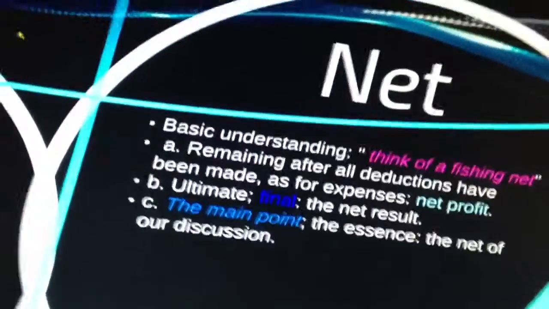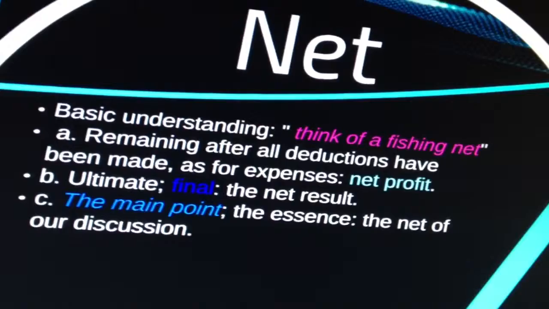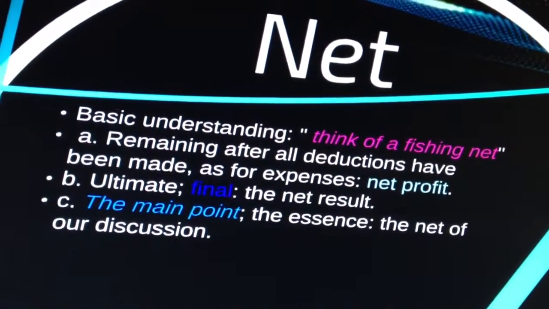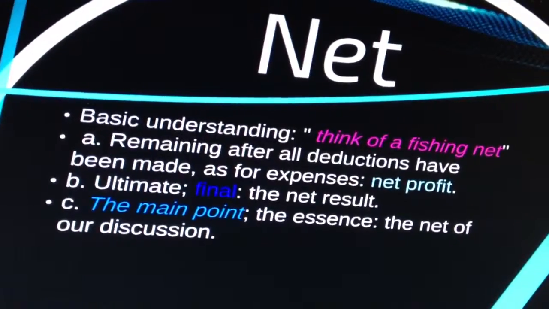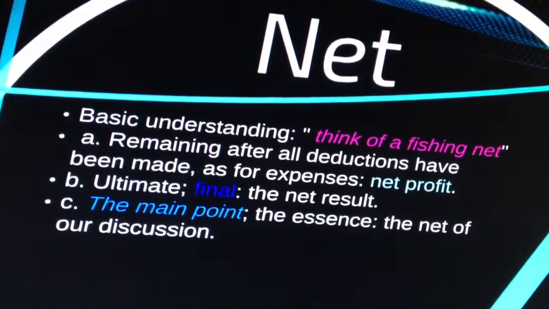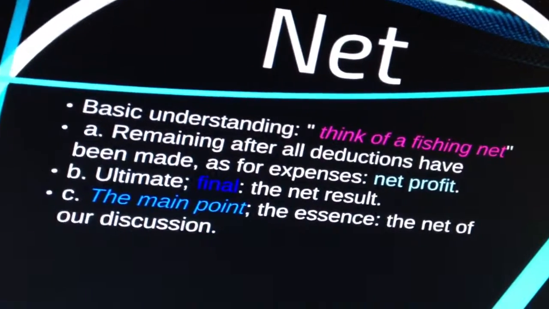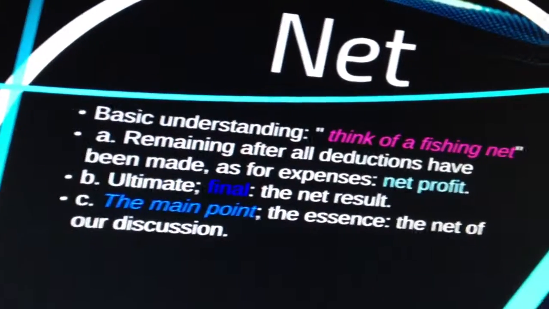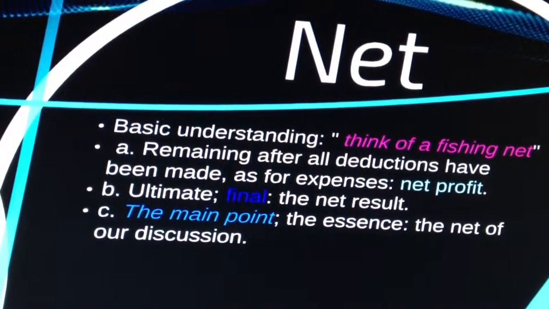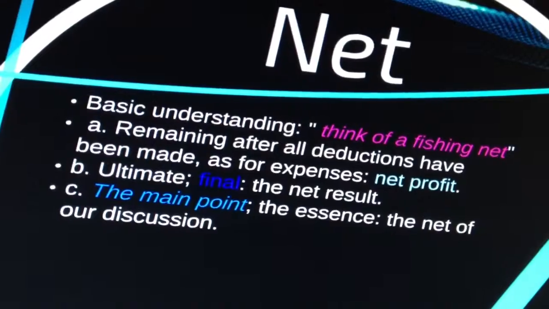So net. Okay, so the basic understanding. I want you to think about like a fishing net, for example. Here's some definition as well. Remaining after all deductions have been made, as for expenses, like net profit, ultimate, final, the net result. The main point, the essence of net of our discussion. So basically you're netting out things, taking out to get the current value, like what you want essentially, what people care about.